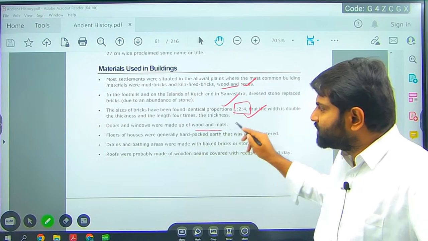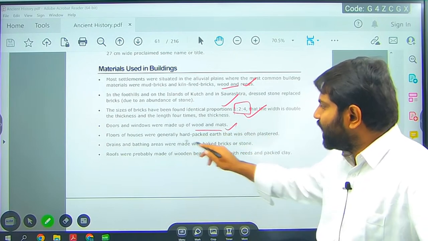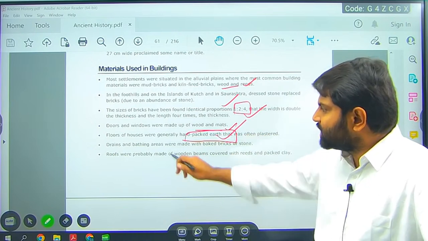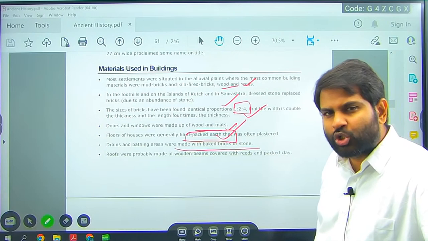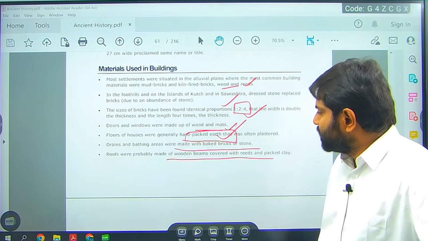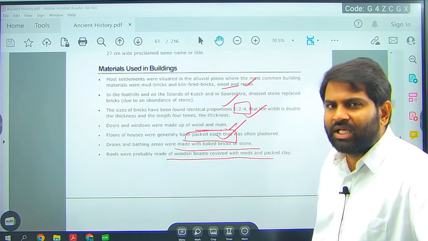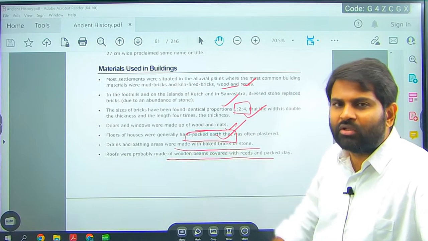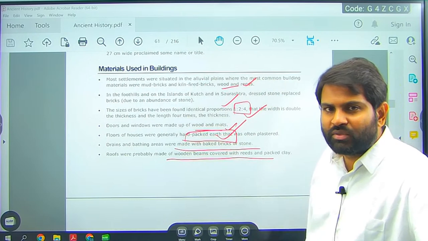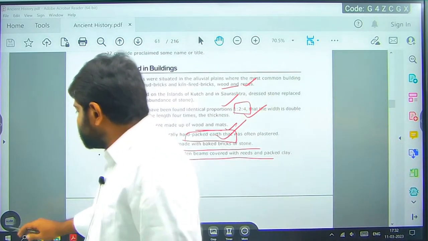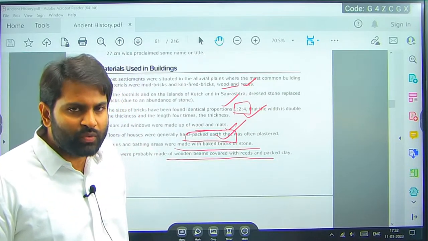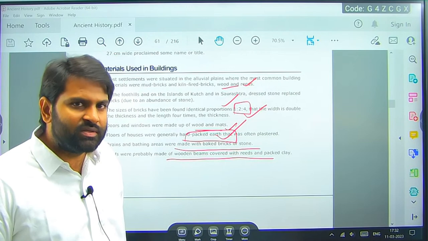Doors and windows are made of wood and mats. Floors are made of hard-packed earth and hard plaster. Drains and bathing areas are made of baked bricks or stone. Roofs are made of wooden beams with reeds packed in clay, so we can consider that a kind of cementing. We can consider that roofing is there, whereas grass was used before. This is building construction. What is used? Stones, bricks, wood, and plaster.